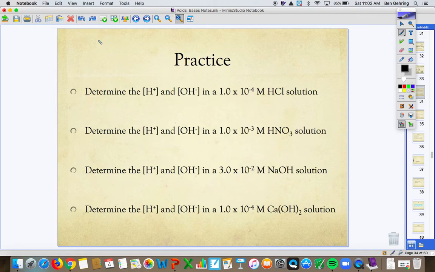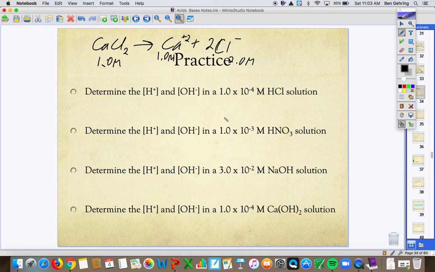If I have calcium chloride, when I split this, I get 1 calcium and I get 2 chlorides. So if this is a concentration of 1.0 molar, because this is 1 to 1, this is also going to be 1.0 molar. Because this is 2 to 1, this is going to be 2.0 molar. So remember that as you work through these. If you want to pause this and practice these quick, I will show you the answers just now.